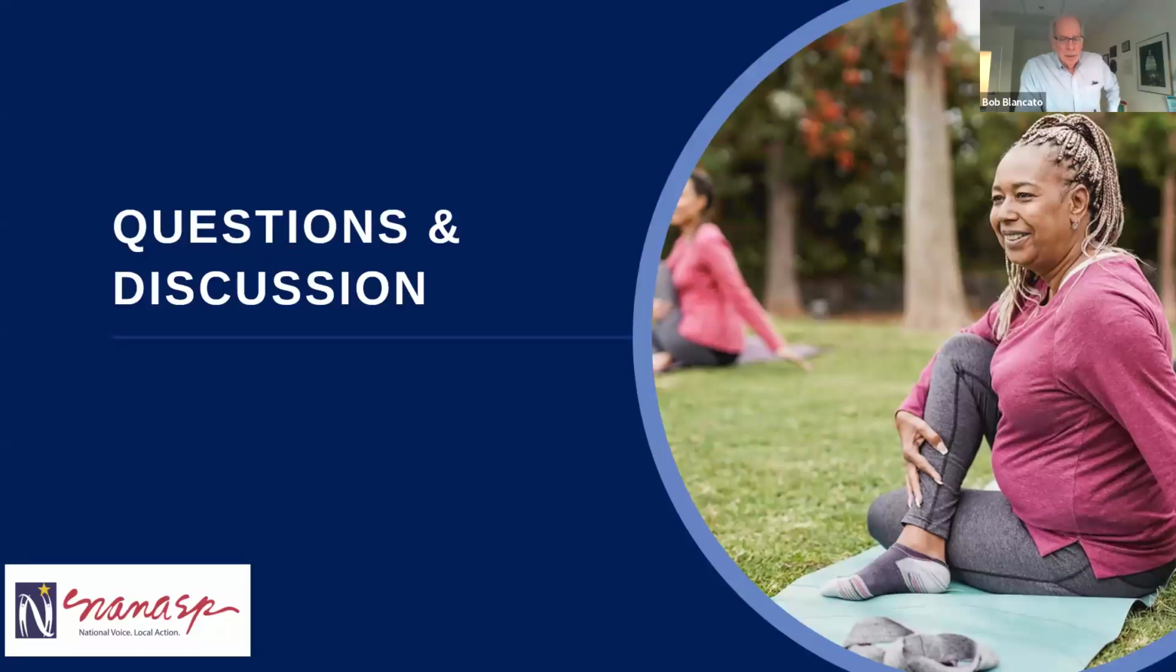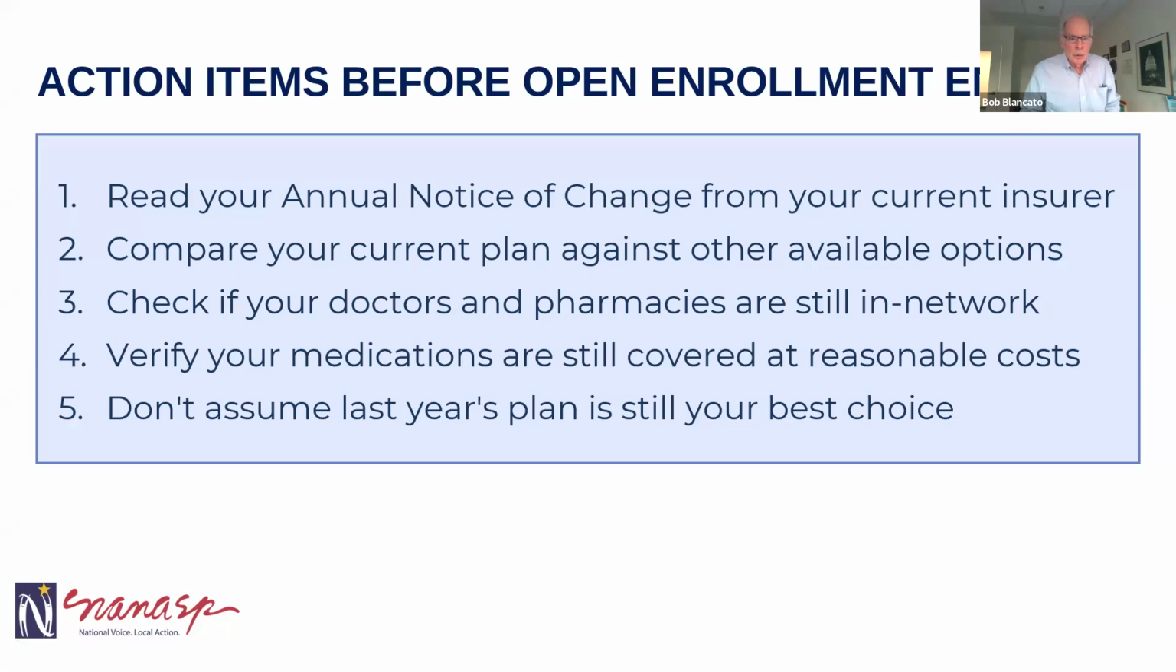So we have another slide we want to keep up now as we come to the end of this webinar, which is action items before open enrollment ends. Go back and read that annual notice of change from your current insurer, which you should have by now. Compare your current plan against other available options. Check if your doctors and pharmacies are still in network. Very important: verify your medications are still covered at reasonable costs, and particularly if they're being under the negotiations that we talked about earlier.